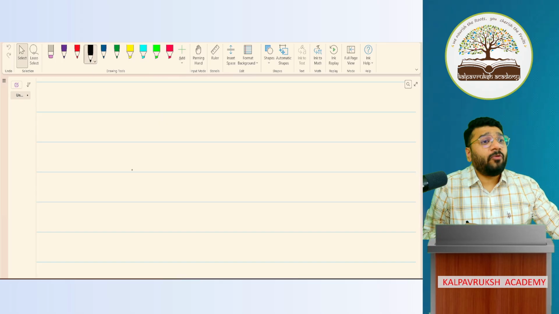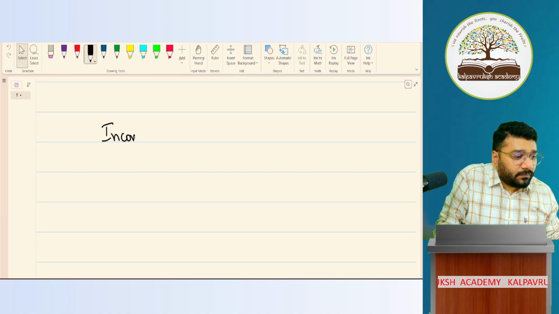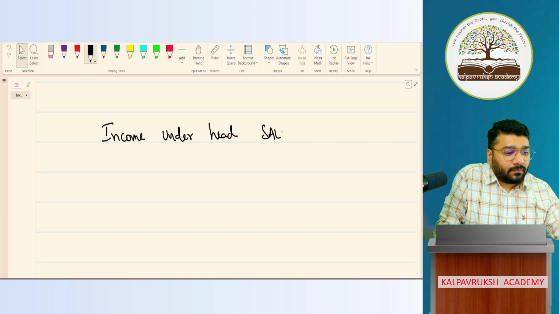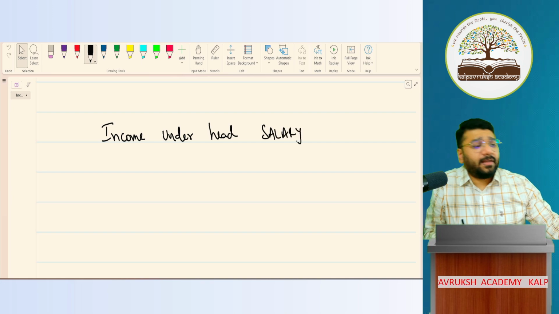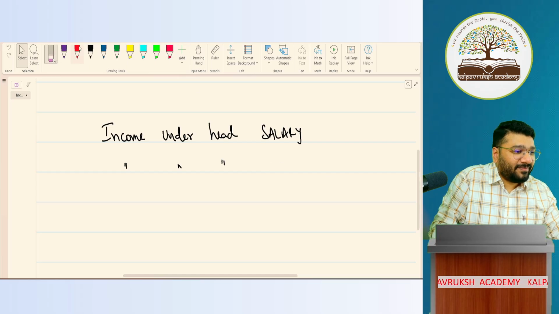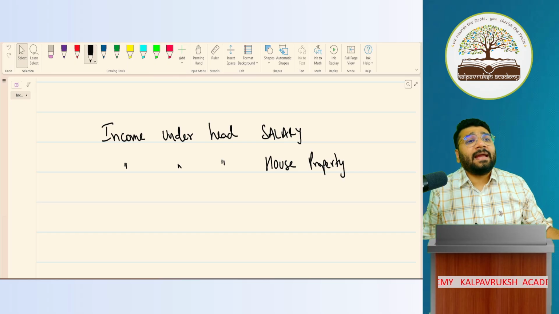So under income tax, we have how many heads of income? 5 heads of income. Income under the head salary. Next is income under the head house property.